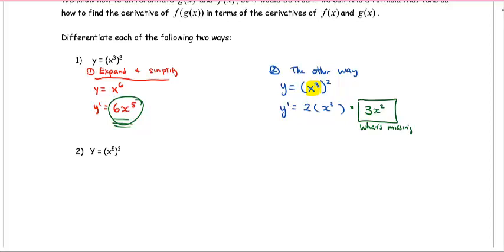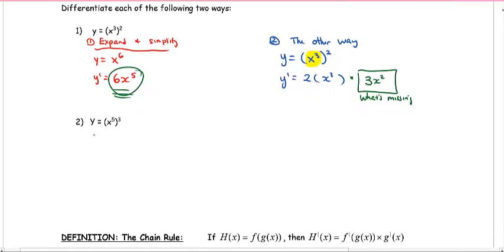Okay. Let's try the same thing with example number 2. Okay. Method 1, expand and simplify. y equals x to the power of 15. Derivative using power rule, 15 times x to the power of 14. Good. Now let's try the other way.